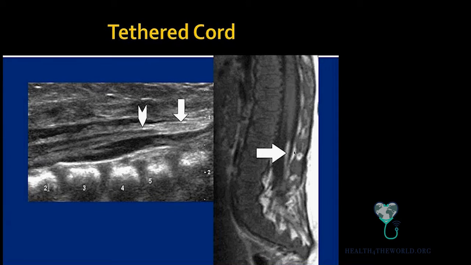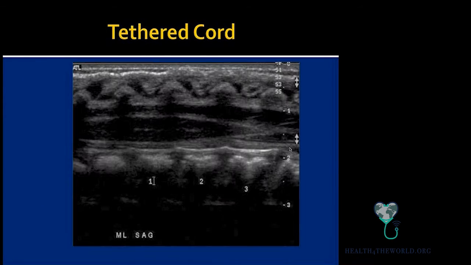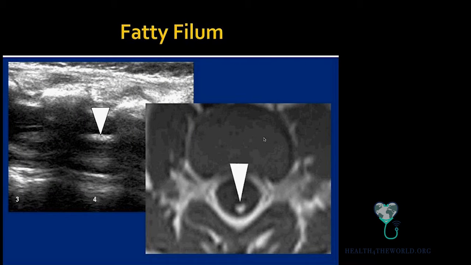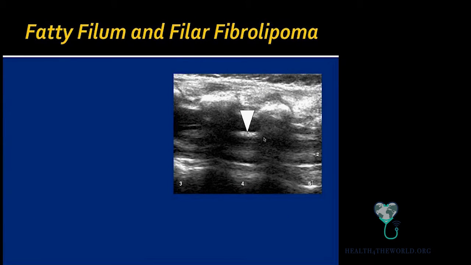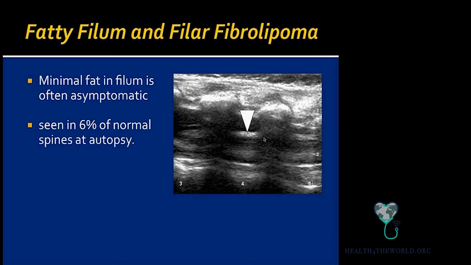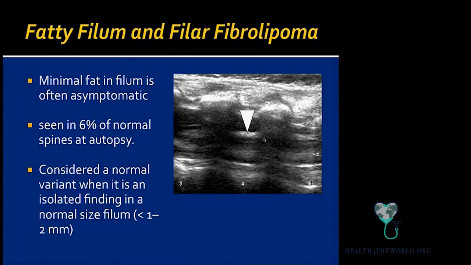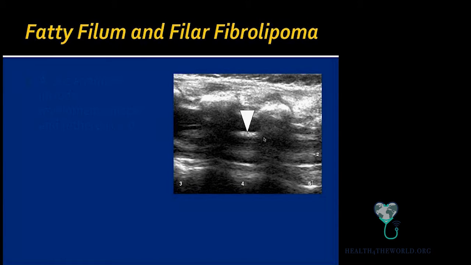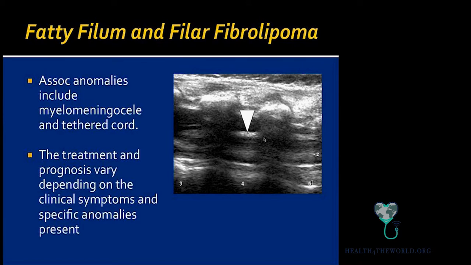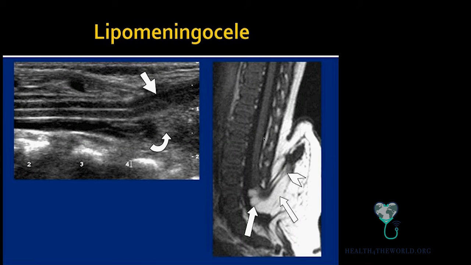Here we have an example on an MRI where we see the fatty filum in a patient with tethered cord. And we can see that the tip of the conus is now around L3, so it's below that limit that we'd set in the other example. That in and of itself isn't necessarily a sign of tethering. It is something to keep in mind, but it's also seen in normal patients, again asymptomatic, and actually seen in 6% of normal spines at autopsy. But when isolated, it's considered a normal variant.